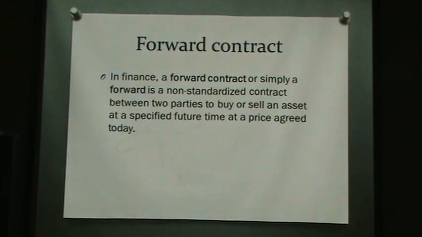So this is a definition, I think from Wikipedia. In finance, a forward contract, or simply a forward, which is what they're usually called, is a non-standardized contract between two parties to buy or sell an asset at a specified future time at a price agreed upon today. So this would be like if two people or two companies got into an agreement. Let's say, for example, over in Highlands, there's a ferry company that takes people to Manhattan.